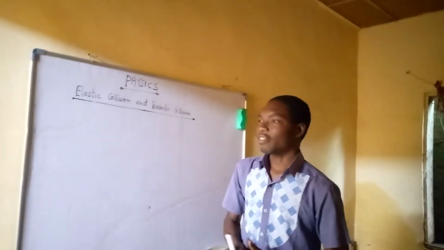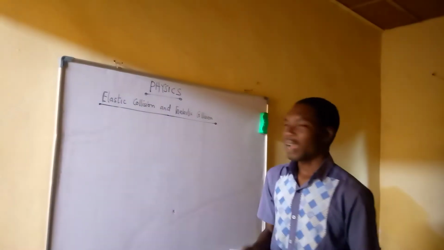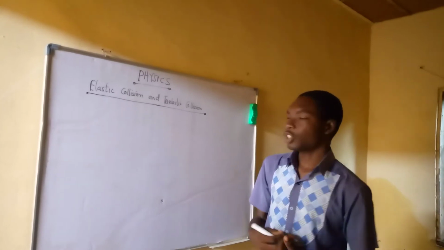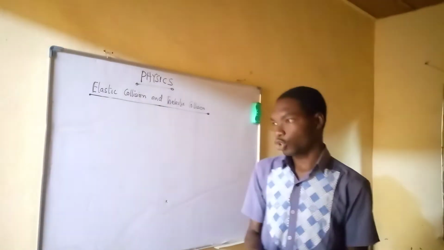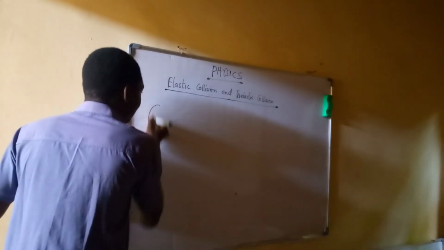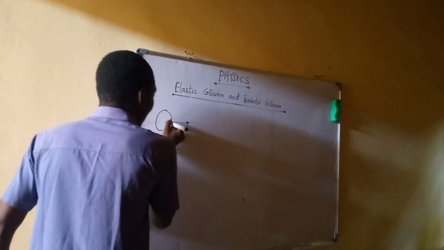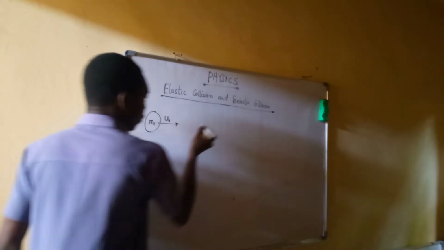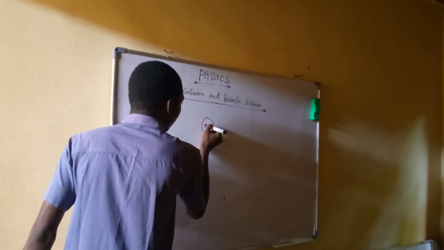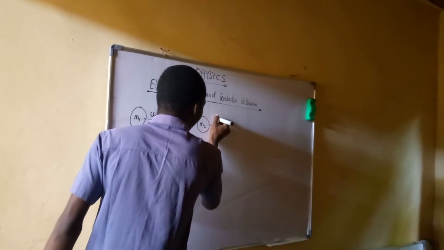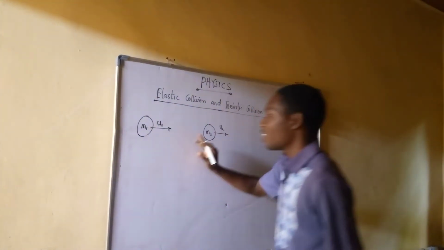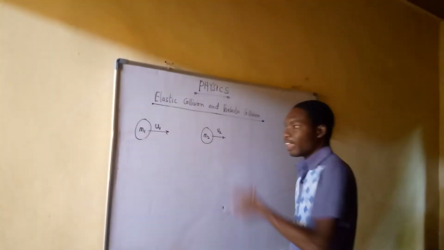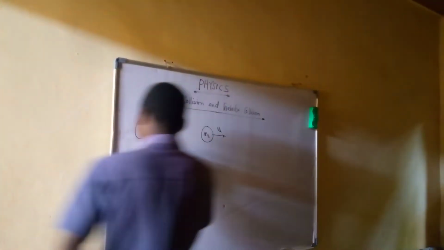Let us look at the expressions for elastic and inelastic collision. Also, there are expressions for the coefficient of restitution. This is body m1 moving with a velocity of u1. This is body m2 moving with a velocity of u2. This is before collision. They are moving in the same direction.